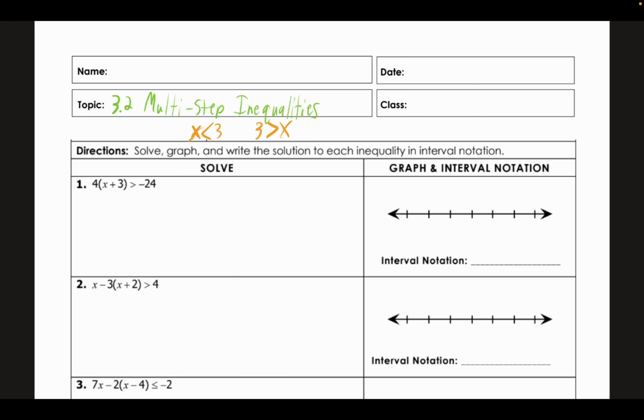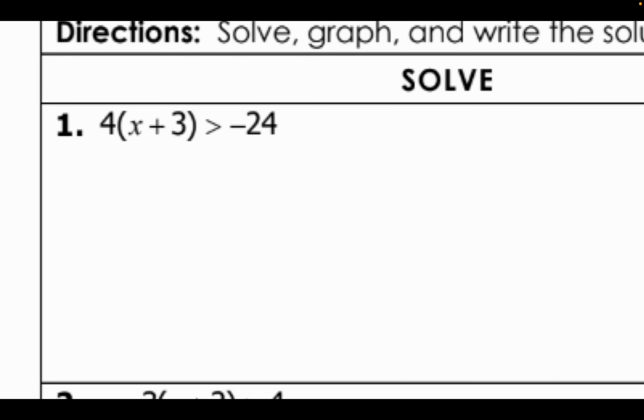And so other than that, it's really going to be the same stuff as solving multi-step equations, where we focus on distributing if we need to, and then we focus on doing SADMEP from there, or solving just like we would a two-step equation. Then we're going to graph like we did last time and do interval notation like we did last time as well in 3.1. So here, starting with number 1, we need to distribute this 4.